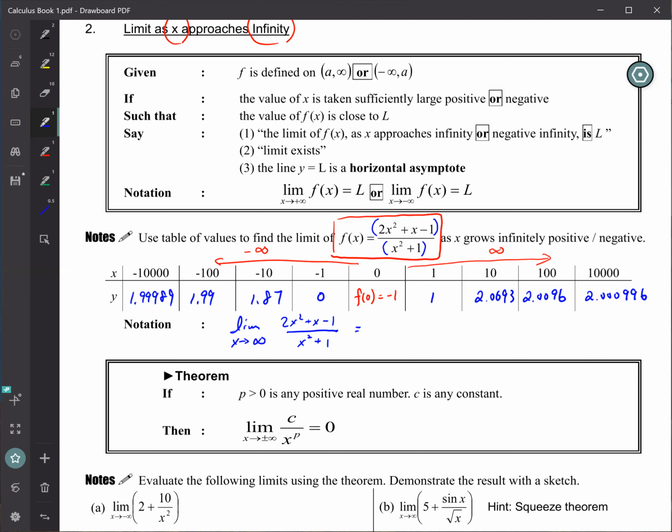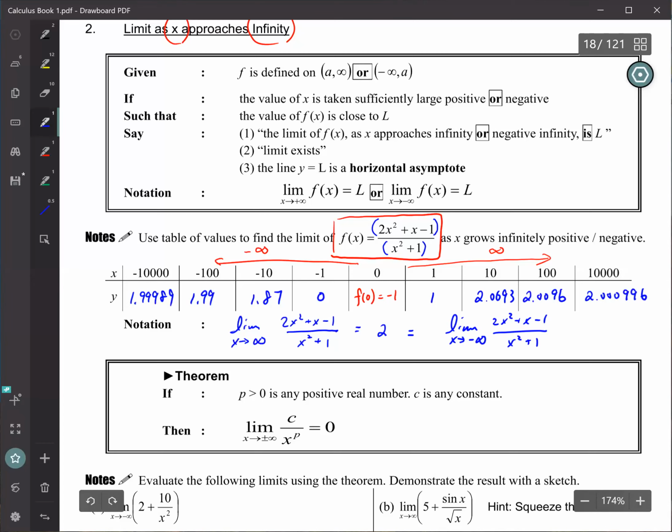So as we go to the right side, the value of y is approaching what, Carrie? 2. So the answer will be 2. So 2 will be called the limit, even though it doesn't equal 2, but it's close enough. We just say the limit is 2. Now, if we go to the left side, it will also be close to 2, right? It's 1.9989, a little bit lower, but the limit is still 2. So we can write limit as x approaches negative infinity of the same function. Both of them equal 2.